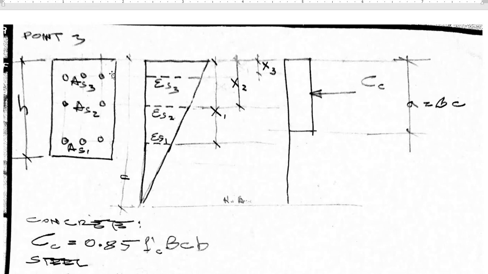Okay, and then, ito yung compression concrete. This is defined by this area, which is equal to A. Note that A is equal to beta times C. Ito yung C. Okay? So, now what are the forces acting at this section? Or what are the forces resisting your axial load and moment?